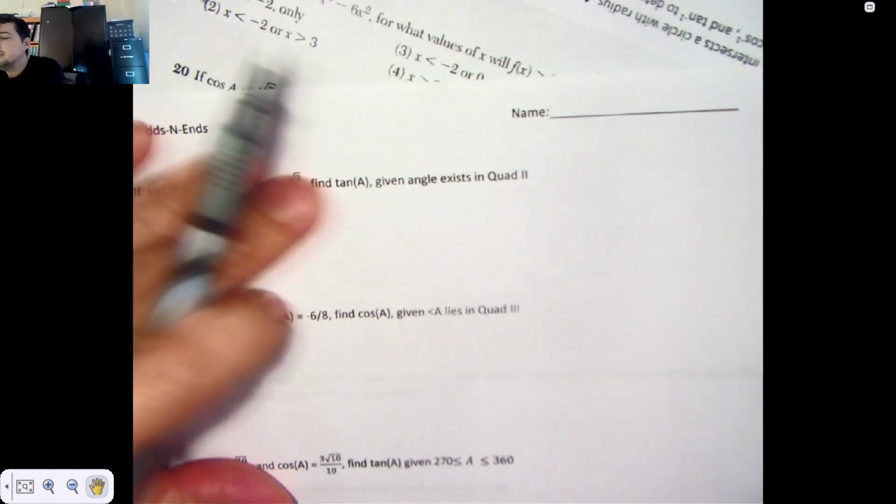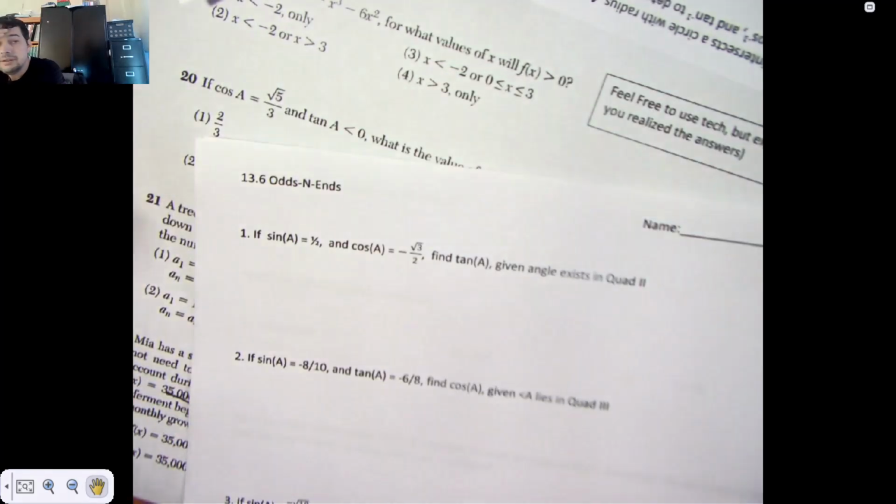What are we looking at here? The 13.6, the odds and ends, the little things that I didn't talk about that I needed to talk about. All right, so let's look at 2.